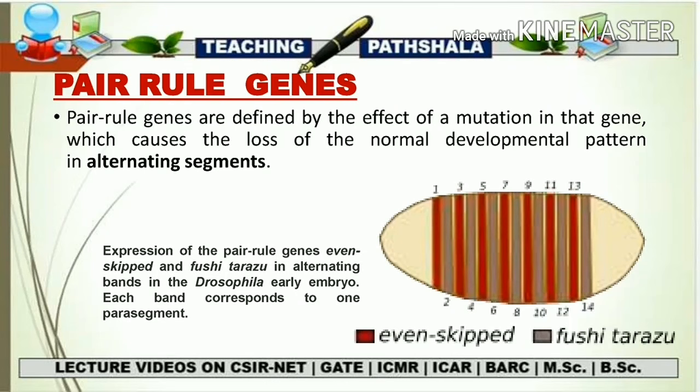In this way, if there is a mutation in either of these two genes, that is even skipped or Fushi tarazu, obviously the overall patterning is going to get disturbed, because they are expressed in an alternative manner. So even if just one of them is mutated, there will be an effect on the overall patterning, because the alternative patterning is going to get disturbed. So with this we have completed the topic of the pair rule genes, and now we are left with, I think, segment polarity genes and the homeotic box genes.